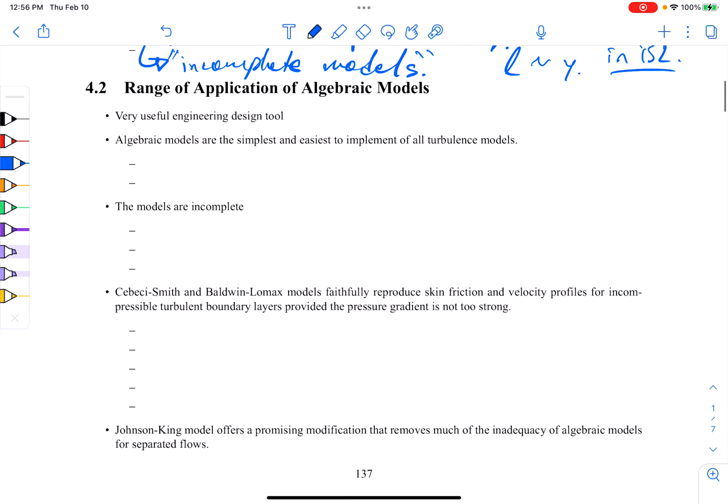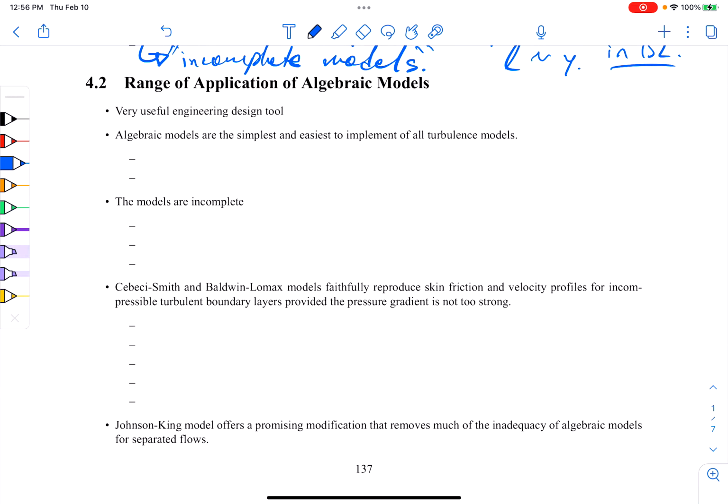A few other general notes about algebraic models: obviously they're very useful for engineering as a design tool, even though, as I'll mention if we get through this whole 7-page set of notes today, they don't completely represent the physics as we know it, because they're based on this molecular analogy, and the molecular analogy is not consistent with what we observe in turbulent flows. A lot of things have been designed with algebraic models because they're practical for calculating things like skin friction really quickly.